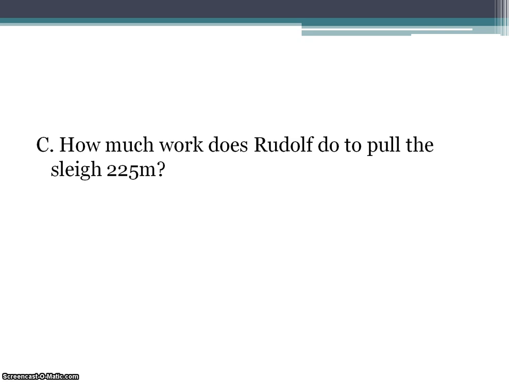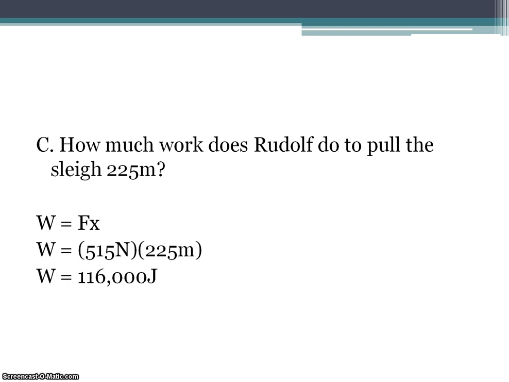So next up, we're going to see how much work he does to pull the sleigh 225 meters. We said work was adding energy into the system, so it depends on how far he pulls the sleigh to know how much energy that requires. So this is where we use the work equation. You know it's the work equation because they gave you a distance, and we know a force since they had us do a force diagram. So I put in the force of him pulling, and then I put in the distance to see how much work I have.